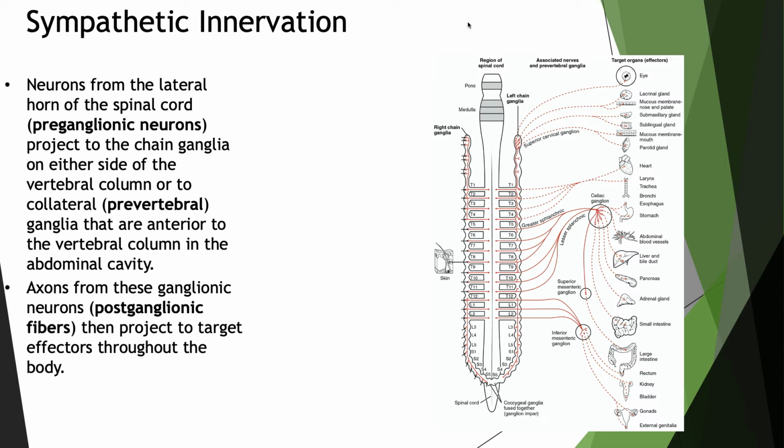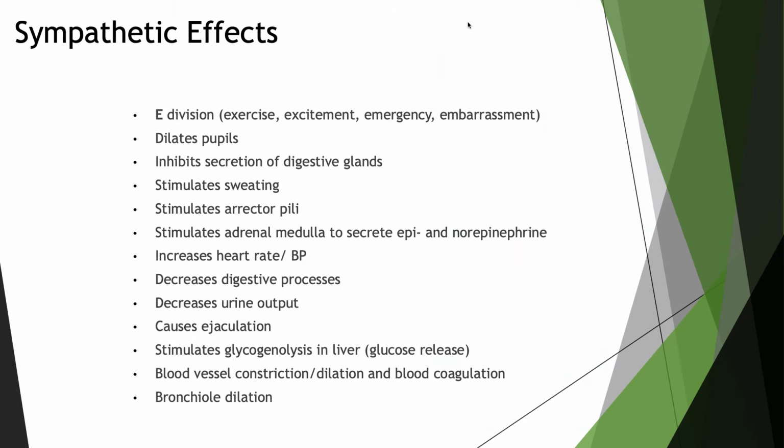So neurons from the lateral horn of the spinal cord project into the chain ganglia on either side of the vertebral column, and are anterior to the vertebral column in the abdominal cavity. And these axons form preganglionic neurons, then postganglionic neurons, and then project to the target effectors throughout the body.